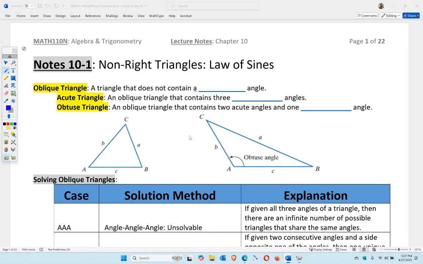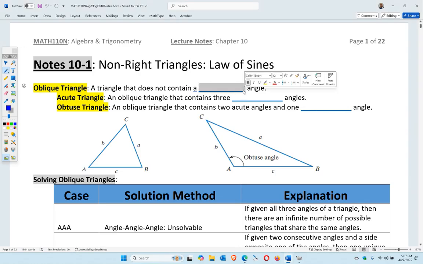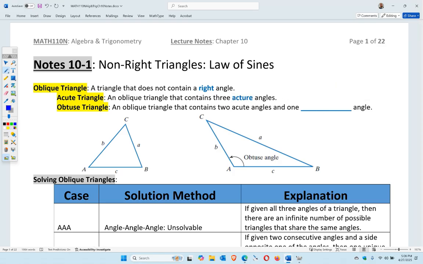Alright, this is Math 110, Chapter 10, Section 1. Now we're going to learn about non-right triangles, otherwise known as oblique triangles. Oblique triangles do not contain a right angle. There are only two types, acute or obtuse. So you either have three acute angles, or you have two acute angles and one obtuse angle.